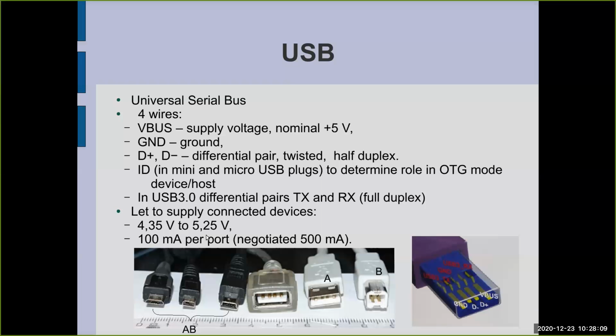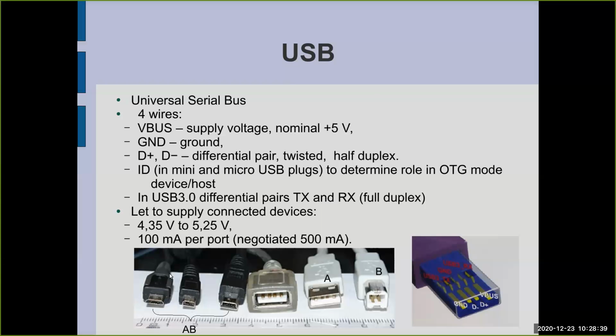This mode is called on-the-go mode. So the on-the-go device can be master or slave depending on the situation. And the ID line is used by on-the-go devices to detect whether they should be master or slave.